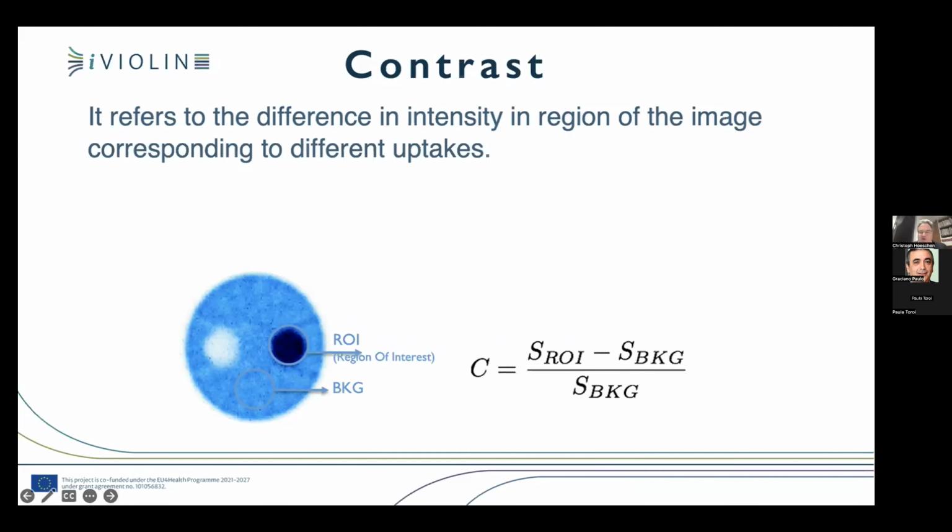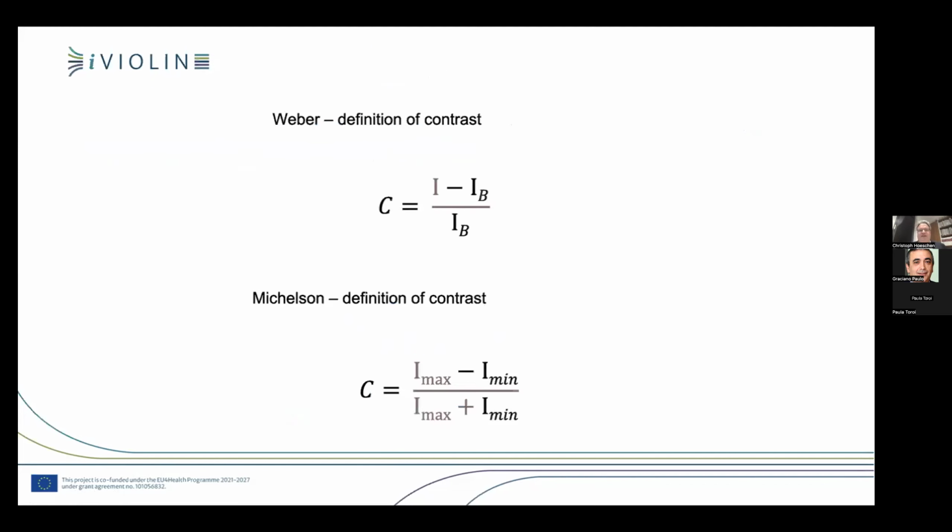Now, one big problem already occurs here, because this is not the only definition of the contrast. Actually, there are two major definitions of contrast. So one is the so-called Weber definition of the contrast. This is the intensity in the region of interest minus the intensity in the background divided by the intensity of the background.